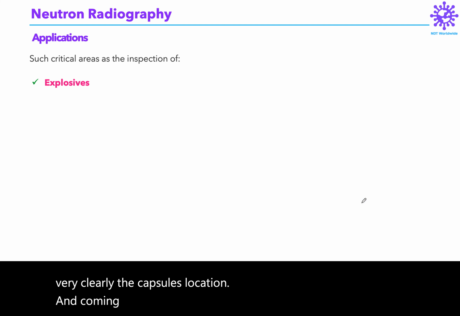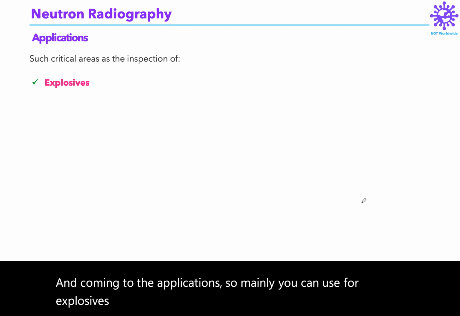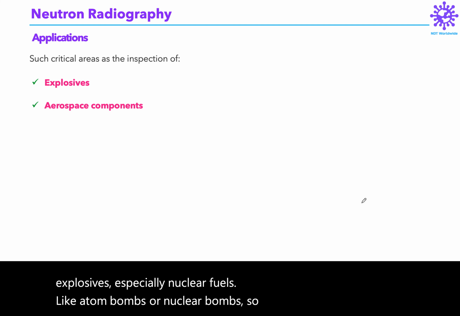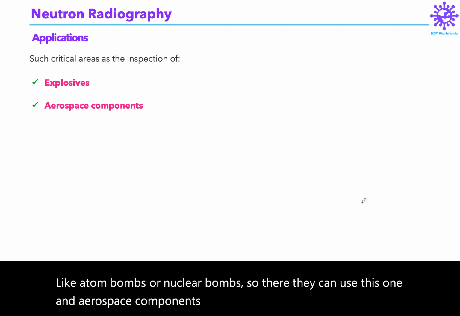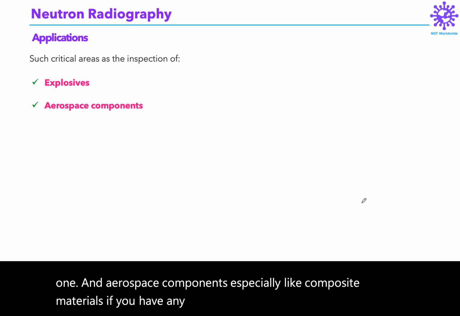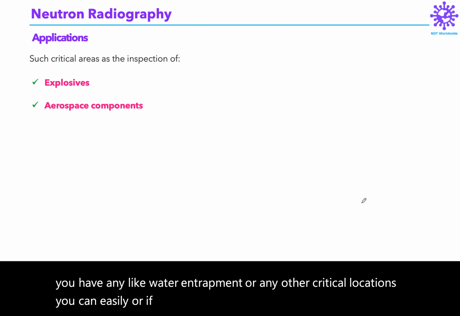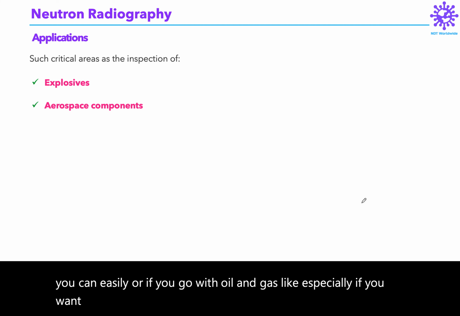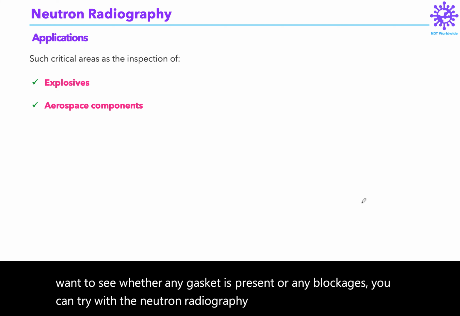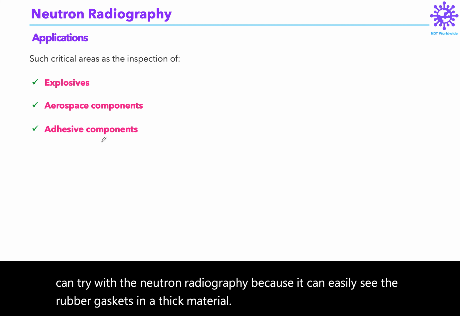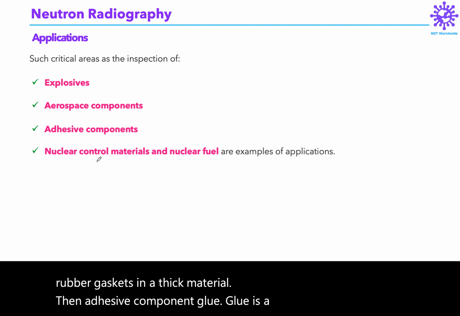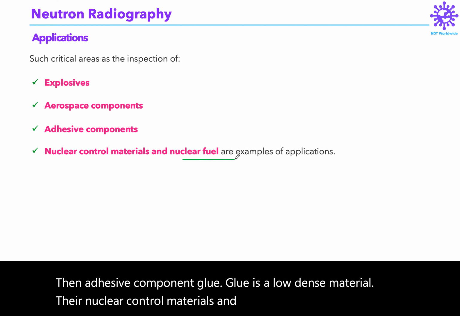Coming to the applications, mainly you can use it for explosives, especially nuclear fuels like atom bombs or nuclear bombs, and aerospace components, especially composite materials. If you have any water entrapment or other critical locations, you can easily find them. In oil and gas, if you want to see whether any gasket is present or any blockages, you can try neutron radiography because it can easily see rubber gaskets in a thick material. Then adhesive components like glue, which is a low dense material, then nuclear control materials and nuclear fuel.